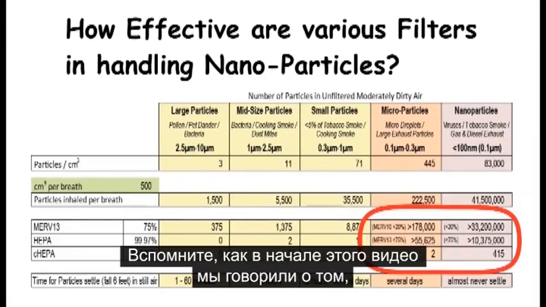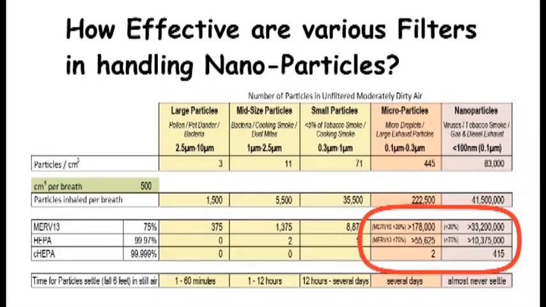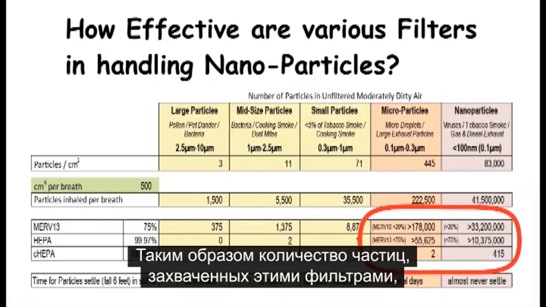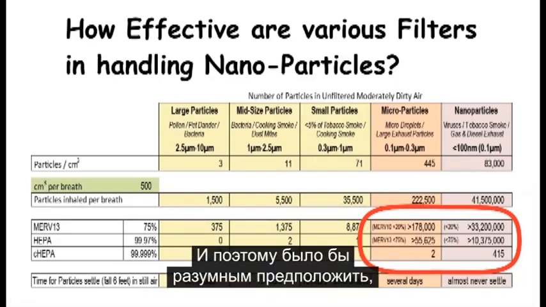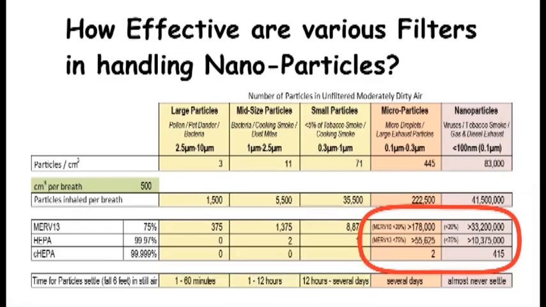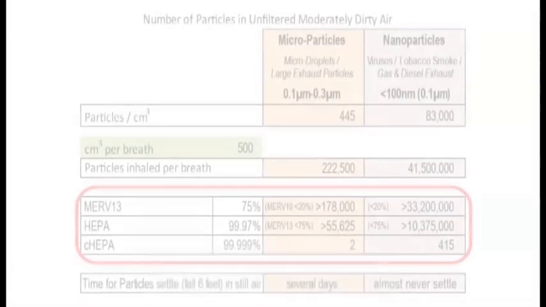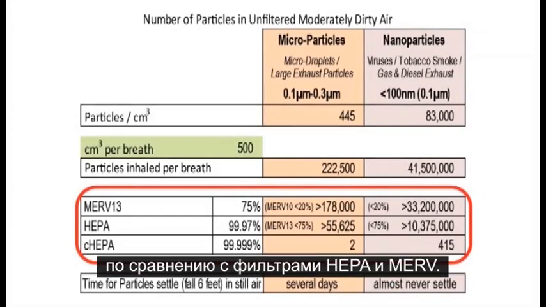Remember back at the beginning of this video when we were talking about how filters actually stop particles? And some of the particles will actually hit the fibers of the filter. So the number of particles captured by these filters won't be zero. And therefore it might be a reasonable assumption that these filters will drop down a couple of ranks in terms of the amount of particles that they're able to capture. But look how the C-HEPA filter compares, even with this generous assumption, to the other two types of filters.